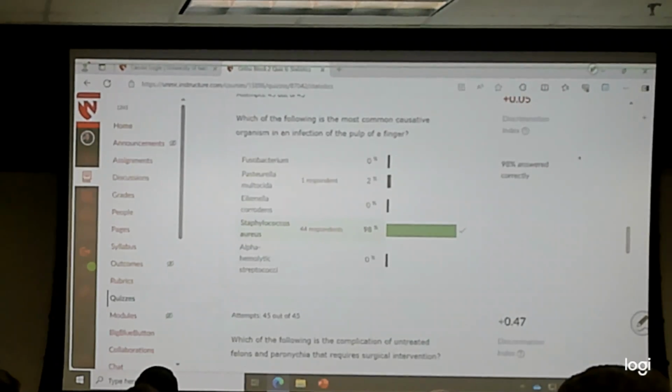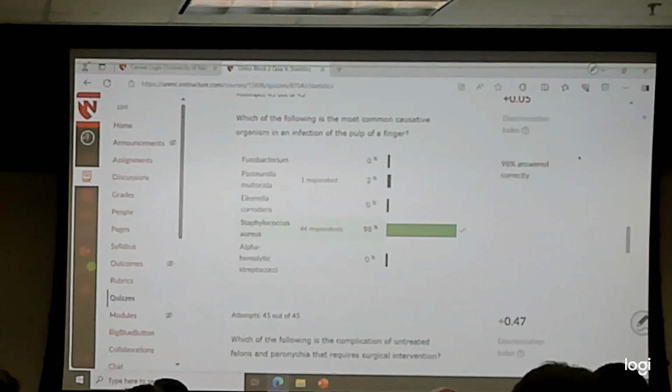Which of the following is the most common causative organism in an infection of the pulp of the finger? Skin bacteria. Good job. Okay, so Pasteurella multocida, again, goes with our animal bites. And then Staph aureus is more common than the strep's.